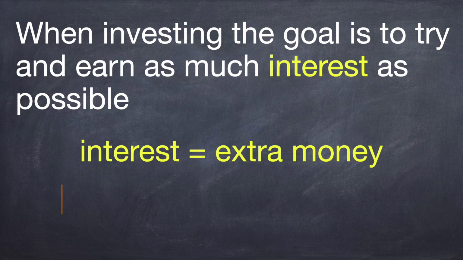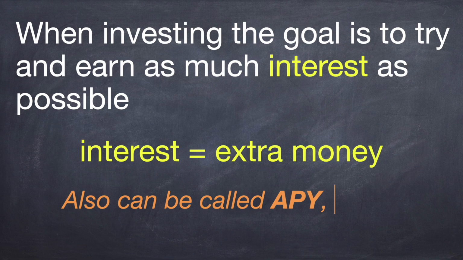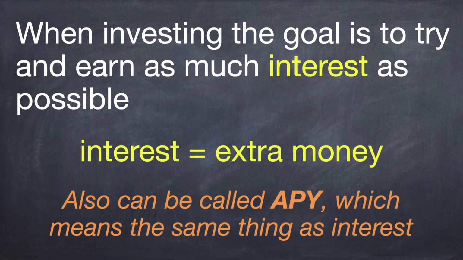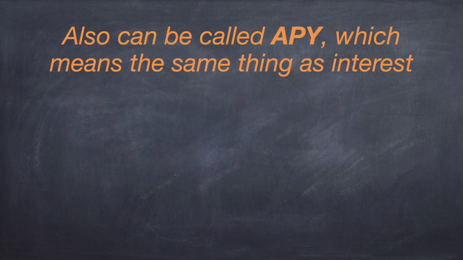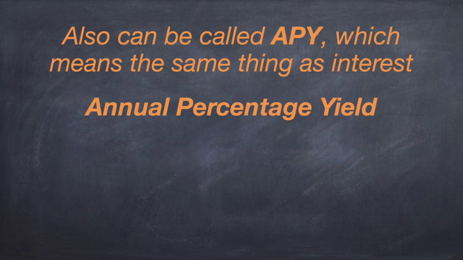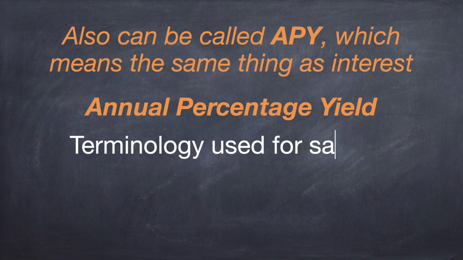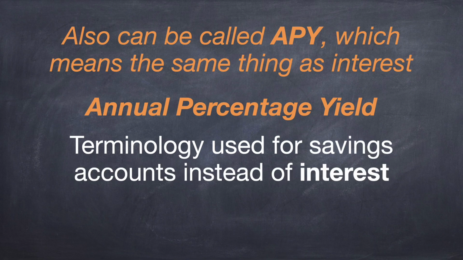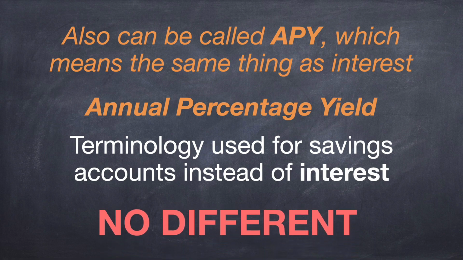And one note here is that interest can also be referred to as APY, but it means the exact same thing as interest. So APY stands for annual percentage yield, and it's usually the terminology that's used for savings accounts instead of interest. Why they do this, I don't know, but whenever you see annual percentage yield or APY, always just think interest because it really is no different than an interest rate.